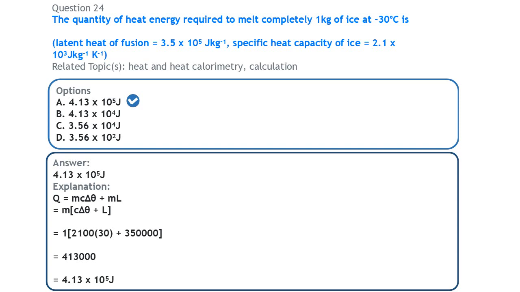So by the time we multiply this and add it to this, then multiply it by 1, we'll be getting 413,000. We then write this in standard form as 4.13 times 10 raised to the power. How do I know what's going to be the power here? Since I'm pointing at the decimal point here, I will count from here to the end here. So I have 1, 2, 3, 4, 5. So this will be 4.13 times 10 raised to the power 5.